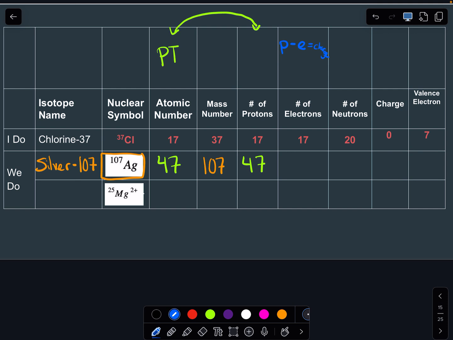Yeah, Sam? What does that word say up there? Charge. In blue? Yeah, charge. So P minus E equals charge.